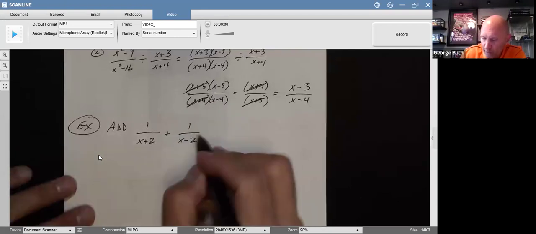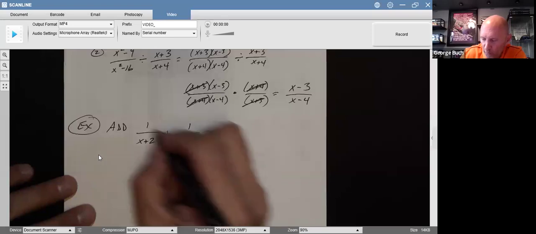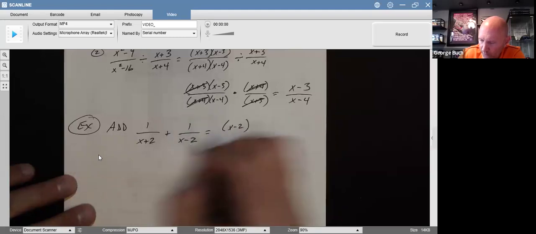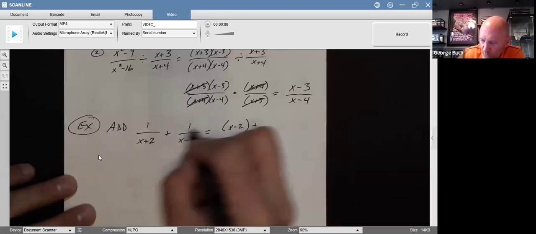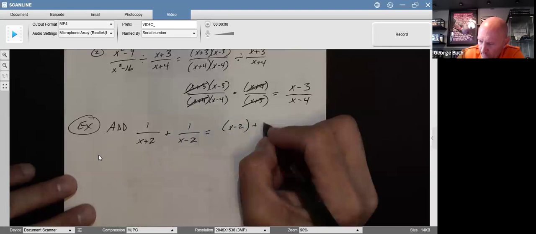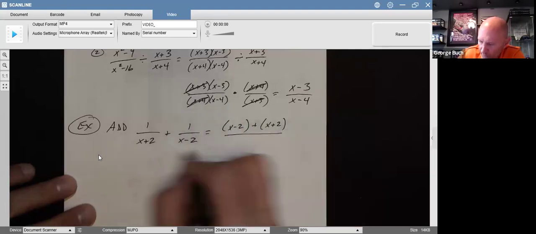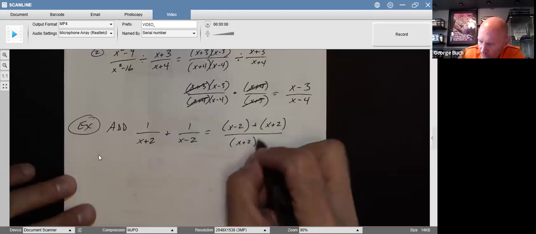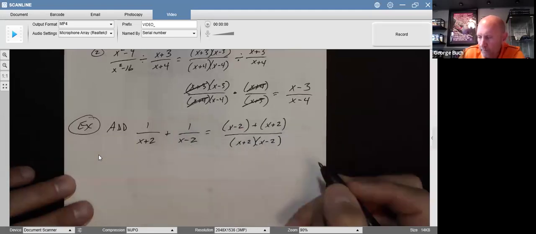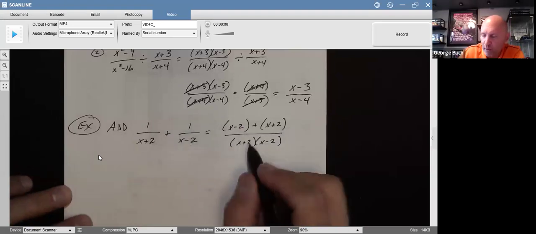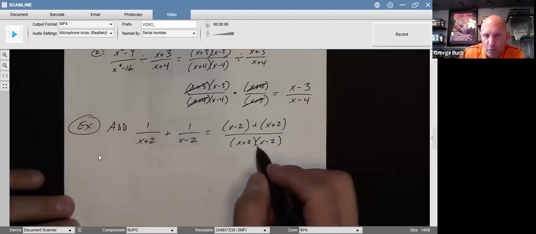And so we do what? We can cross multiply this way, 1 times x minus 2, and then plus cross multiply this way, 1 times x plus 2, all over, and then multiply the bottom, x plus 2, x minus 2. So I'm going to leave this factored. I'm not going to FOIL it out because if anything will cancel in the top, I don't want to have to do double work and factor it.